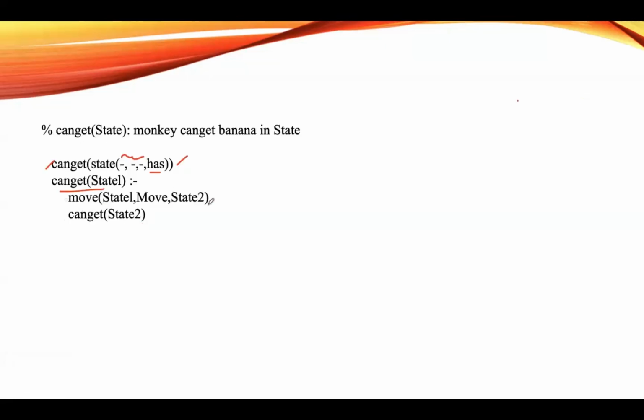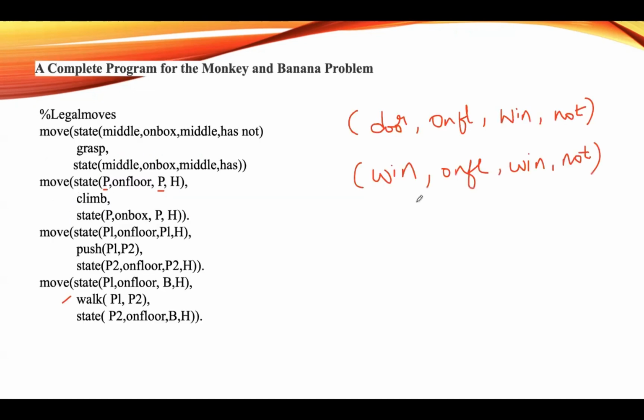So after performing this walk move, execute can get of S2 in order to check whether monkey got banana or not. So as it has no banana, again go back to the previous step and execute another move. So now check which move is suitable for this condition. So here monkey is at the window, so you can't apply this first move.